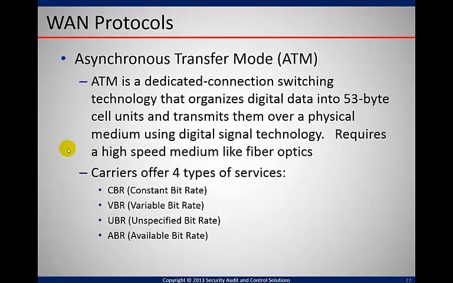Asynchronous transfer mode is a dedicated connection switching technology that organizes digital data into 53-byte cell units and transmits them over a physical medium using digital signal technology. It requires a high-speed medium like fiber optics. It also offers 4 types of services: constant bitrate, variable bitrate, unspecified bitrate, and available bitrate.